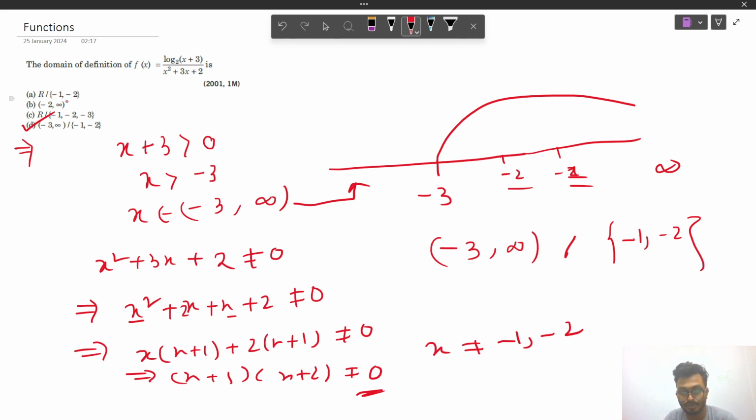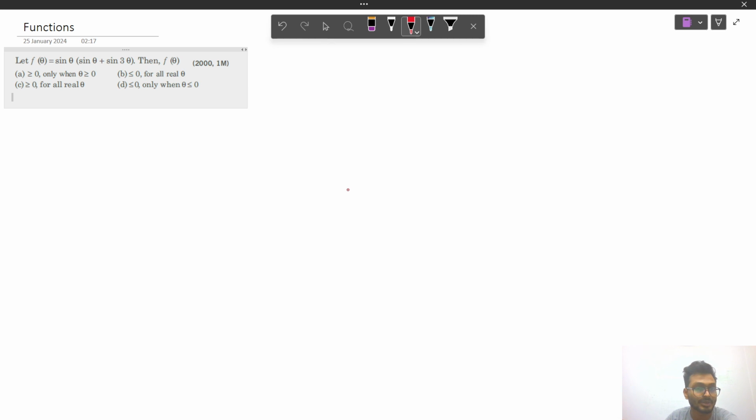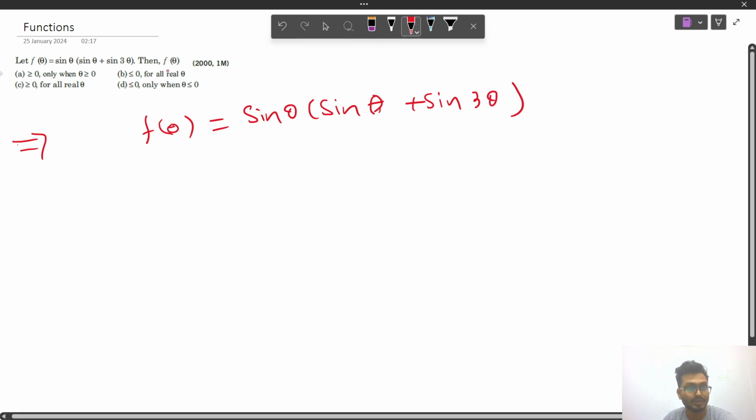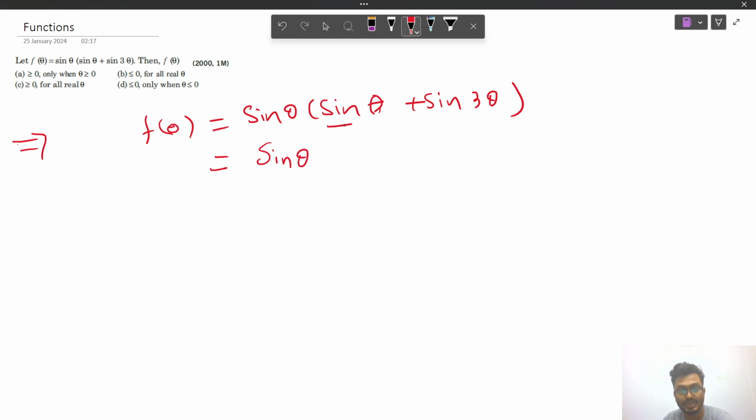So next, let's jump into the second question. The second question was this. We are given that f of theta is sine theta into (sine theta plus sine 3 theta), and we have to find whether f of theta is greater than or equal to 0, less than or equal to 0, and so on. Now this is equal to sine theta times a sine a plus sine b.